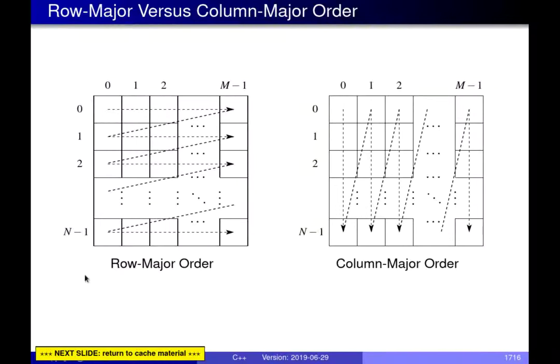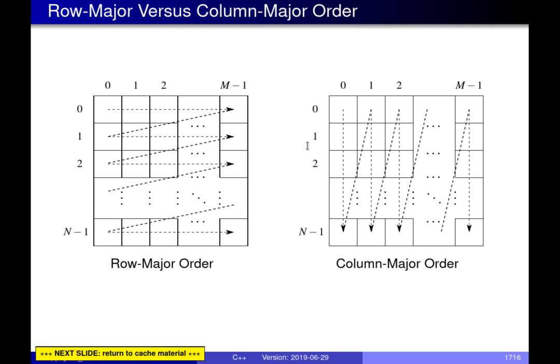On the left side of this slide, I have a figure which illustrates row major order. So in the case of row major order, rows are stored contiguously in memory. So if we walk along a single row of an array which is stored in row major order, as I'm walking along here from left to right, I'm going through consecutive addresses in memory.